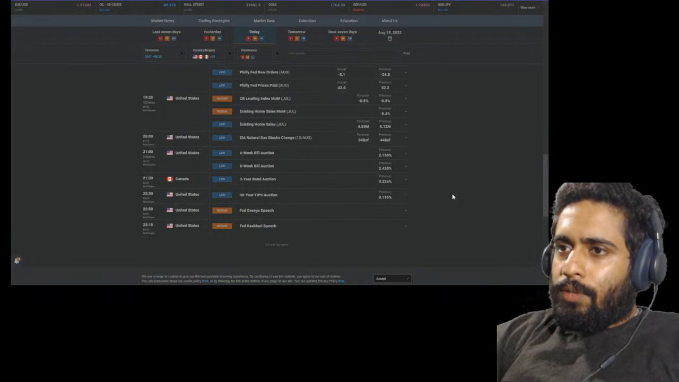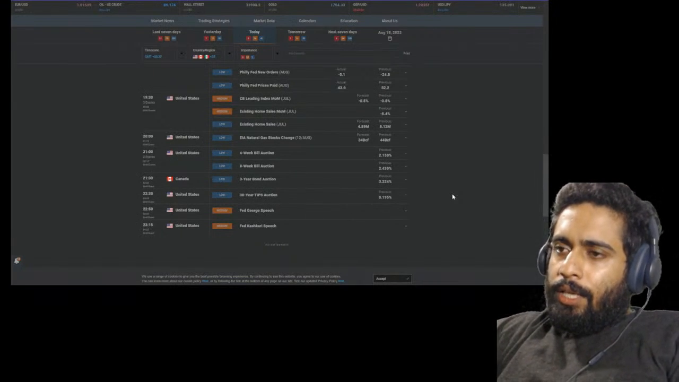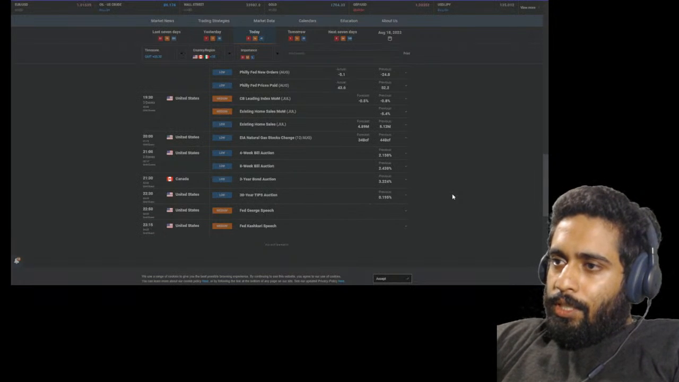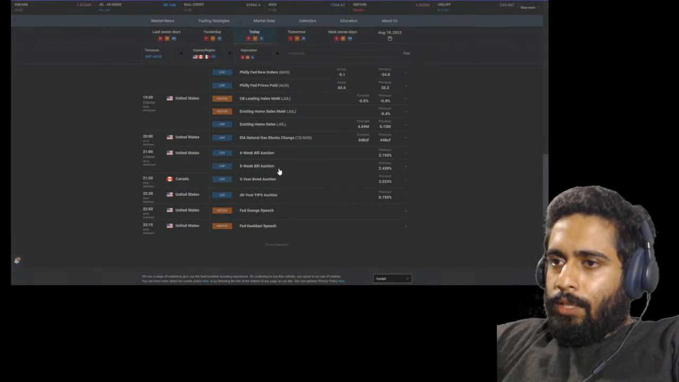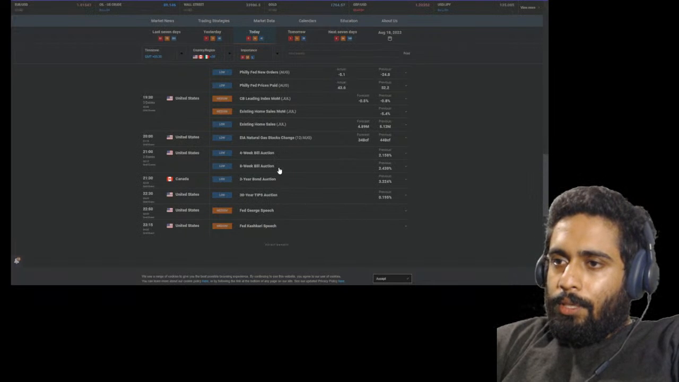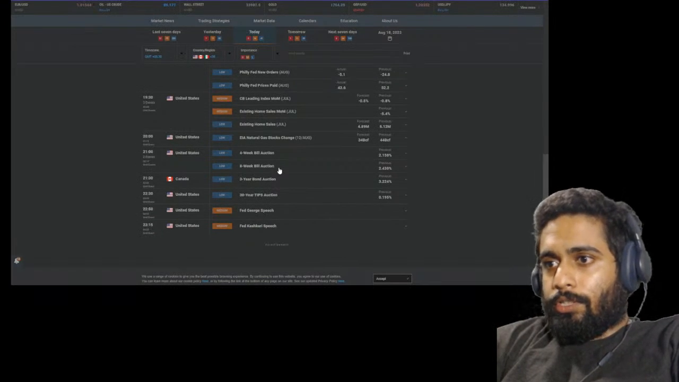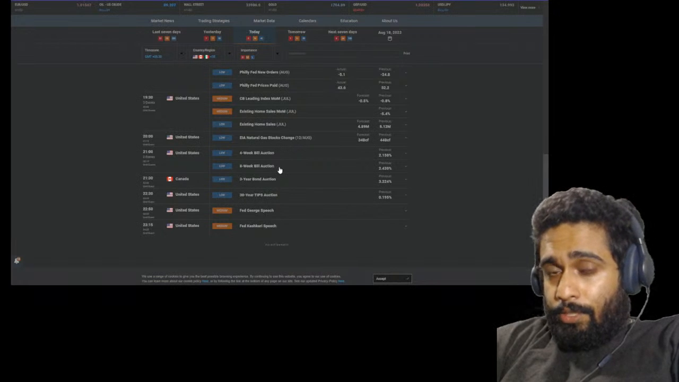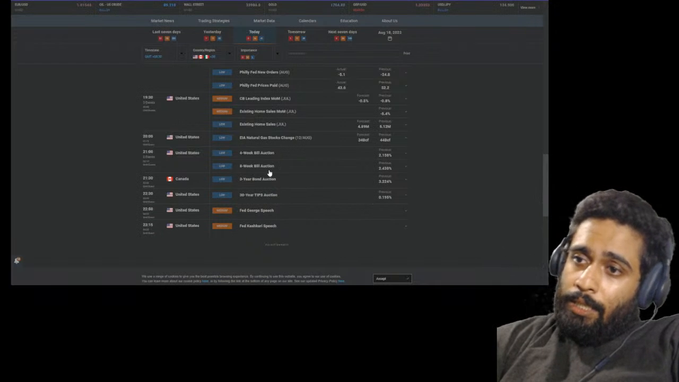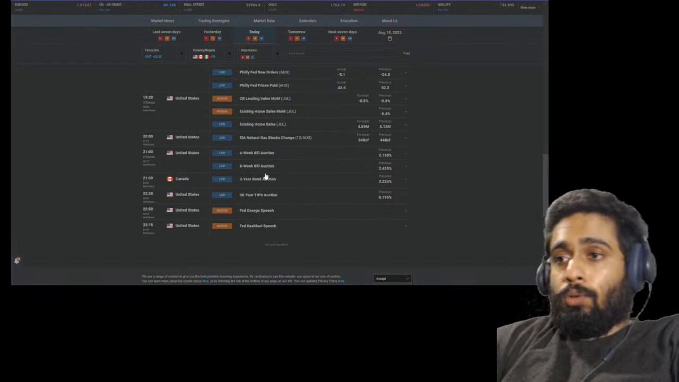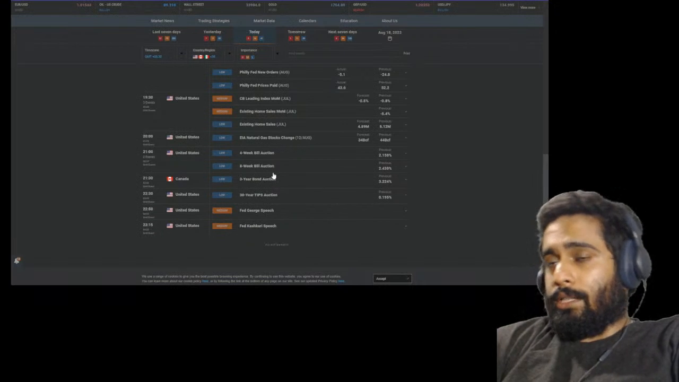So for the United States, we have the CB leading index. I don't think that will be making much of a difference, but it's yet to be seen how the 4-week bill auction and 8-week bill auction go, because last time when the CPI came in lower than the forecasted numbers, the markets went bullish, but the same day there was an auction for the 4-week bill and the 8-week bill, and the yields came higher than the previous, which means strength of the dollar and weakness for dollar denominated assets. So the Nasdaq futures went down and stayed down.